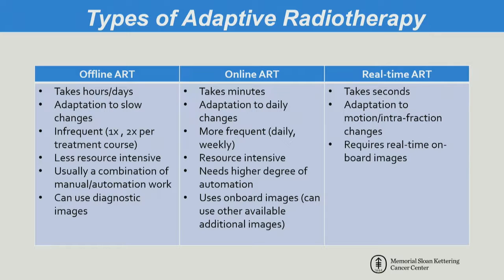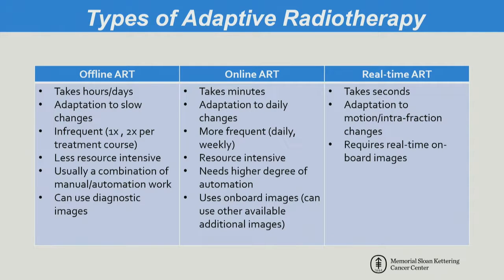Types of adaptive radiotherapy: we have offline adaptive, online, and real-time. The difference is, offline is not new. Many institutions do that, for example, for head and neck. It takes hours and days. It's adaptation to slow changes. It's infrequent, maybe once or twice per treatment course. It's resource intensive, but it's more flexible. And then you can use diagnostic images.